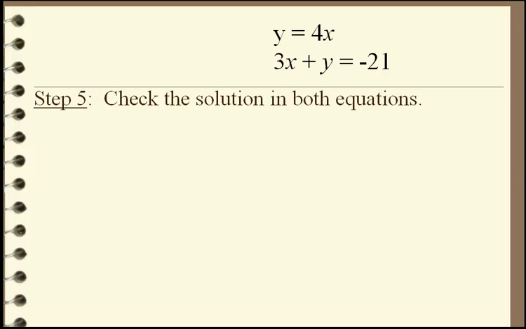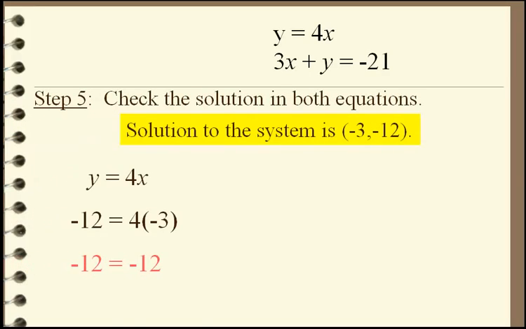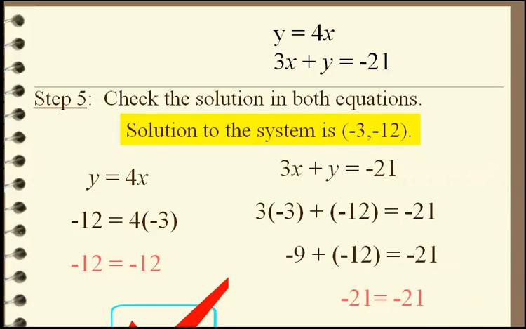Checking back in both equations. Negative 12 equals negative 12. And negative 21 equals negative 21.